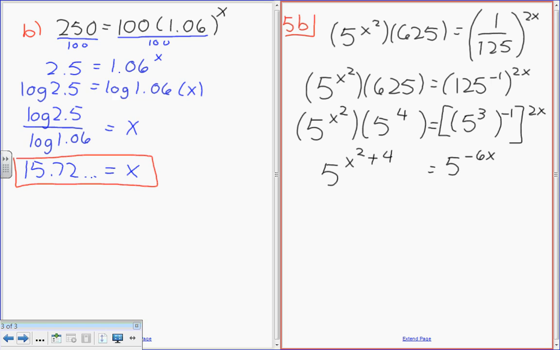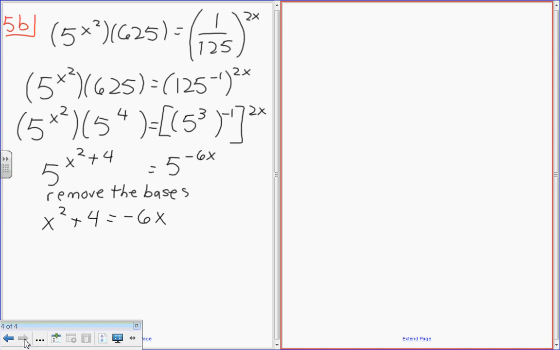Now, I'm not going to say drop the bases because apparently that's offensive. I'm going to say remove. Did you find out what that means? You know what? I never will. I'm just going to live in ignorance is bliss. That's the thing, right? So I'm going to remove the 5s. I'm going to get x squared plus 4 equals negative 6x.